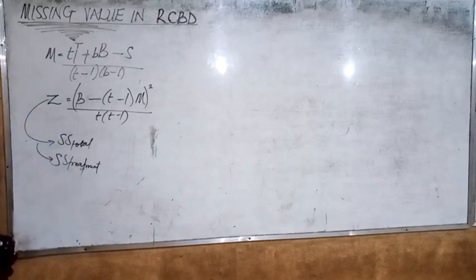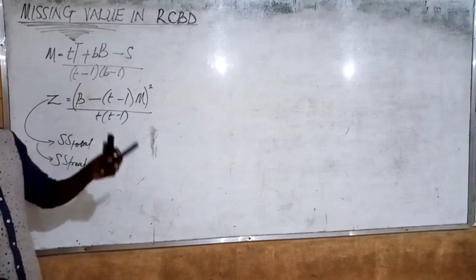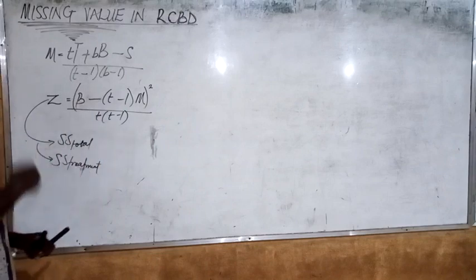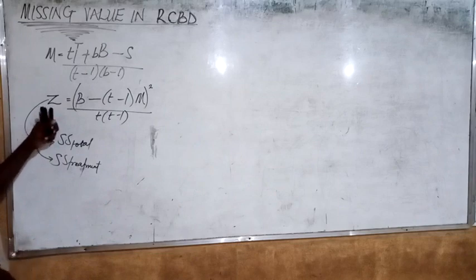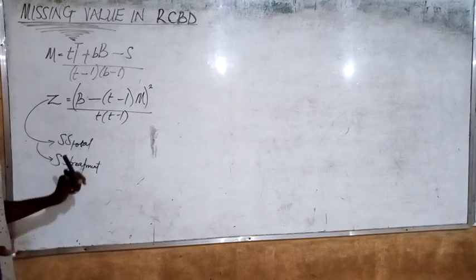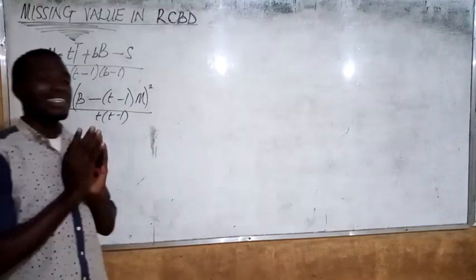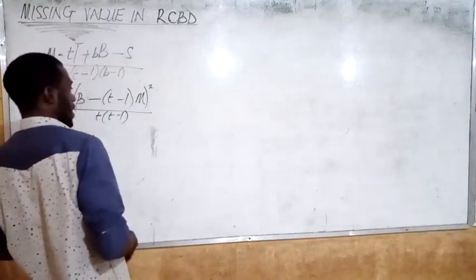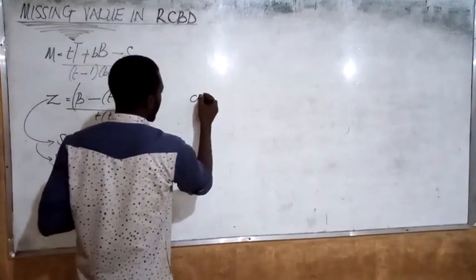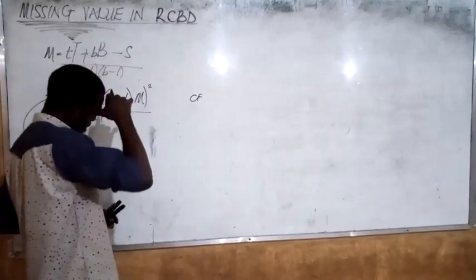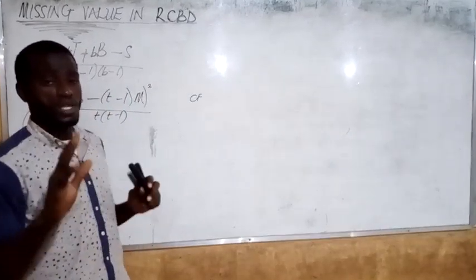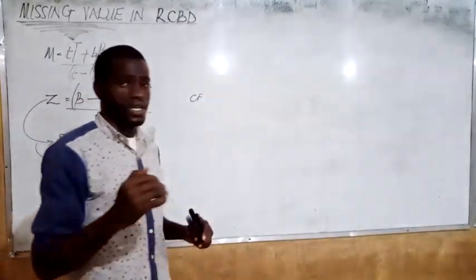And how do we go about that? After subtracting the correction factor from the sum of squares treatment, we still subtract this bias from SS total and SS treatment, and that's all. We still follow the same protocol. We go by solving the correction factor. I hope you mastered the system of the calculation. See, that is the major thing you have to master: the system of the calculation.